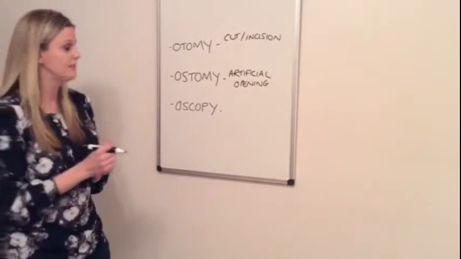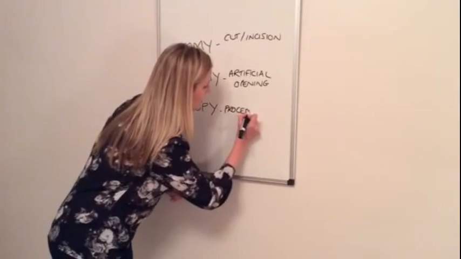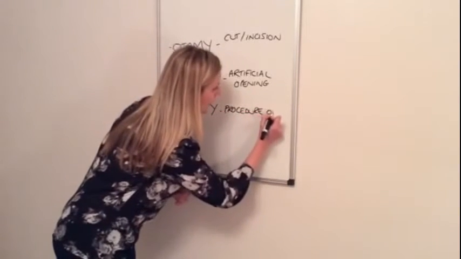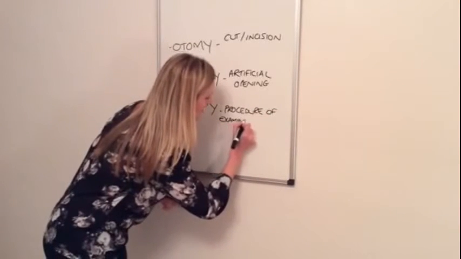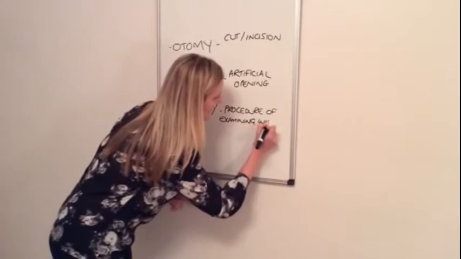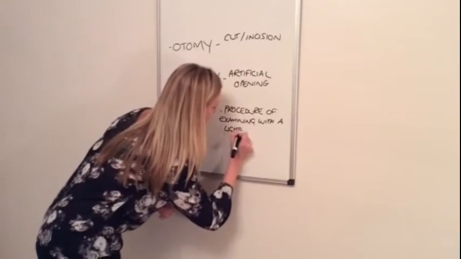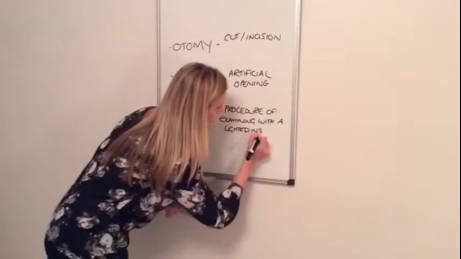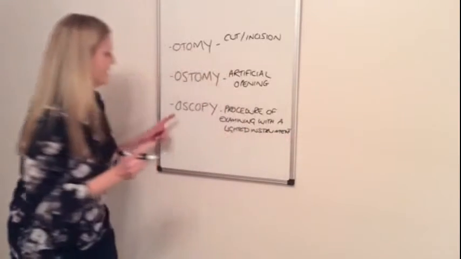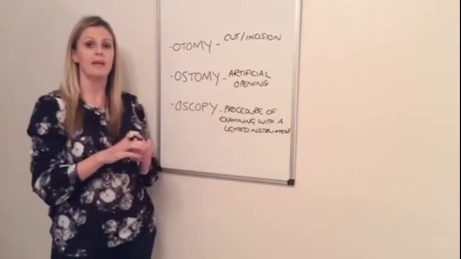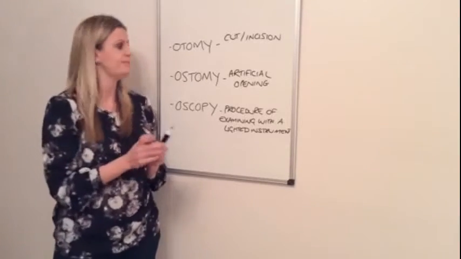And a tracheoscopy is a procedure of examining with a lighted instrument. So again, in this example, a tracheoscopy would be a camera going down the trachea to investigate.